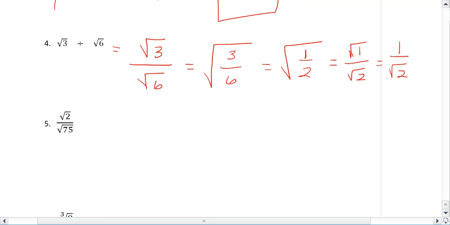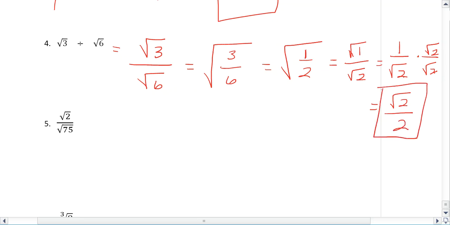The only issue I have here is that there's a square root in the denominator, so we're going to multiply this fraction by 1, and we're going to write that 1 as square root 2 over square root 2. So then multiplying straight across, 1 times the square root of 2 in the numerator is square root 2. Square root 2 times square root 2 is square root 4, which is 2. And that is my simplified answer.